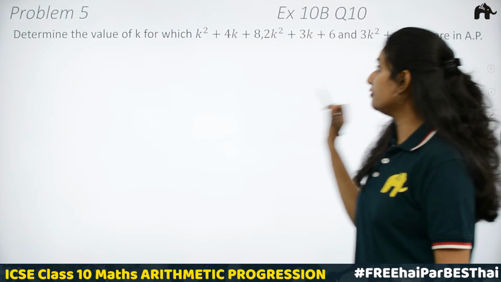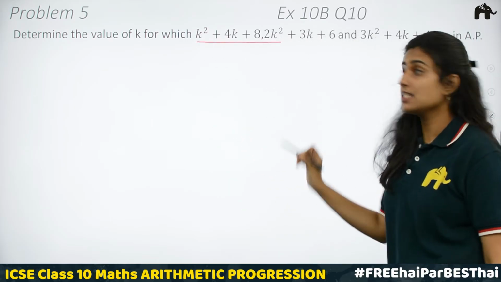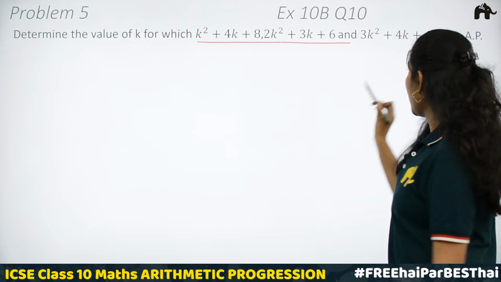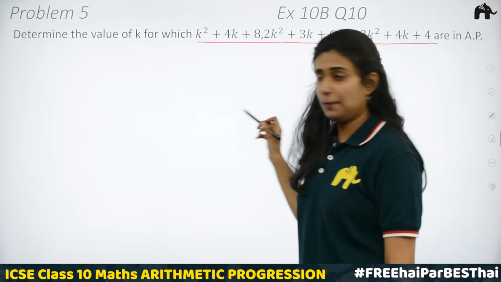Next, problem 5, question 10 of exercise 10B. Determine the value of k for which k square plus 4k plus 8, 2k square plus 3k plus 6 and 3k square plus 4k plus 4 are in AP.